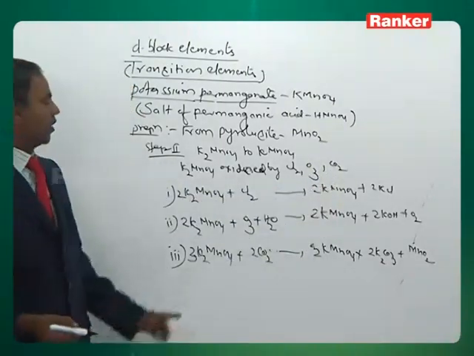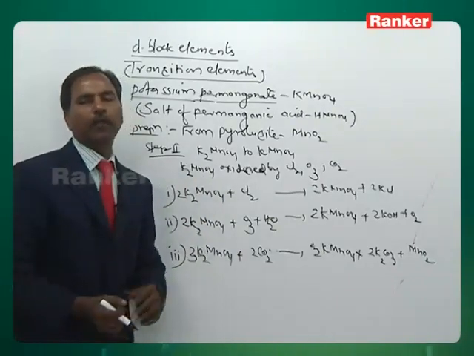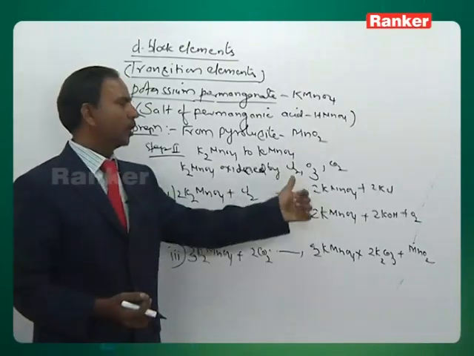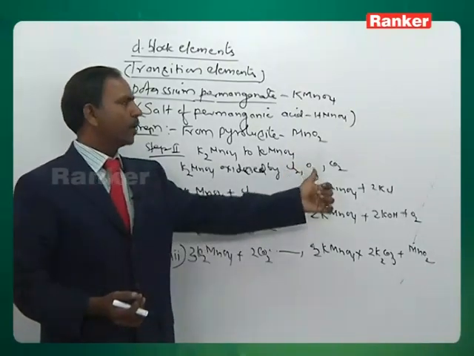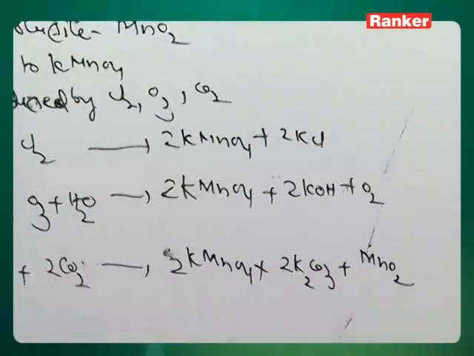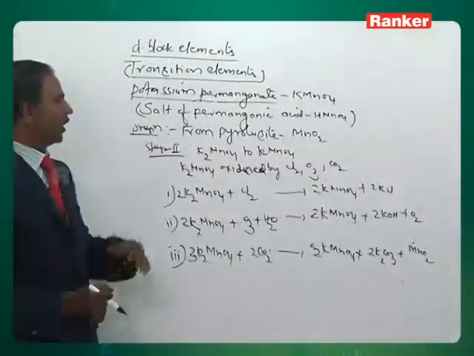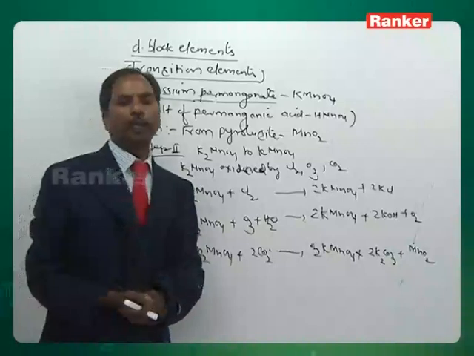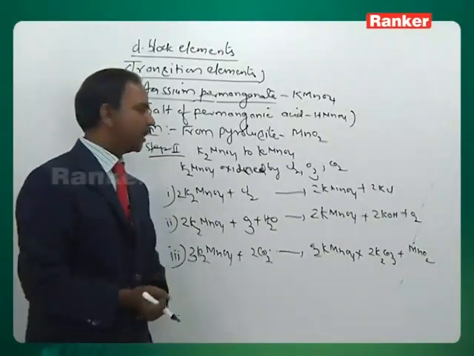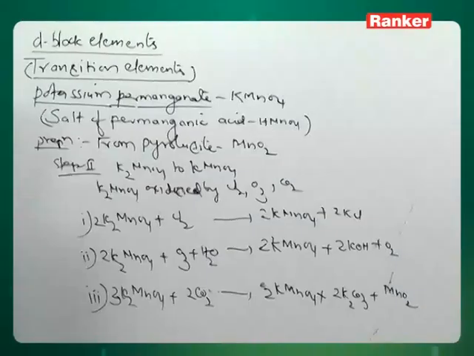In this way, in the first step pyrolusite is converted to potassium manganate, and potassium manganate is oxidized to potassium permanganate either by chlorine gas or ozone gas or CO2 gas. In this way, we generally produce potassium permanganate. Next we see the preparation of potassium dichromate commercially.